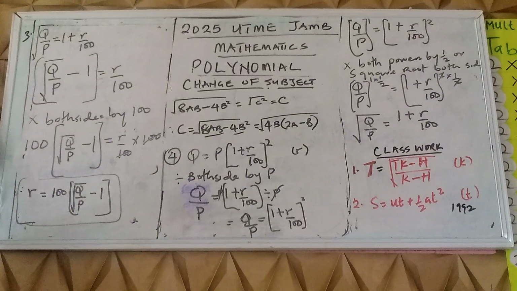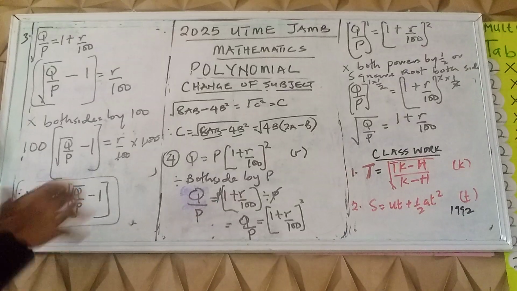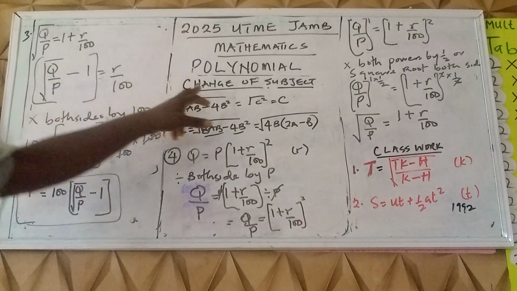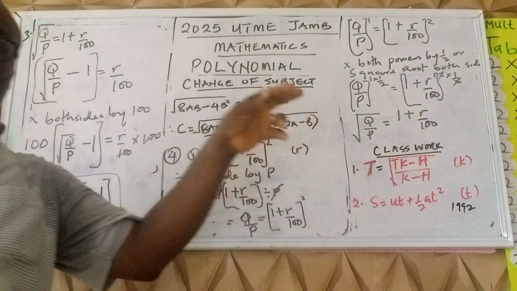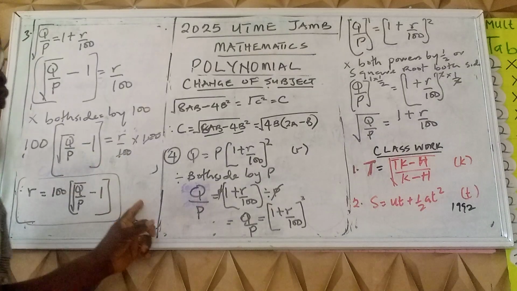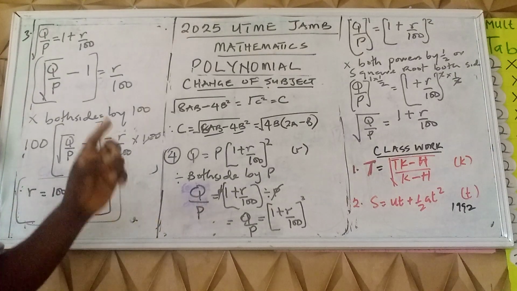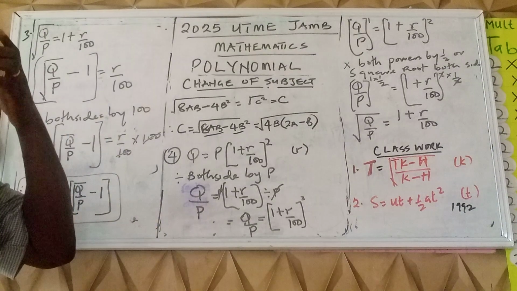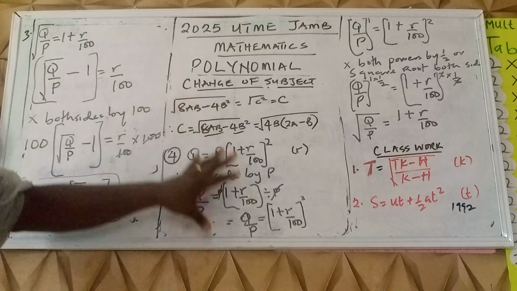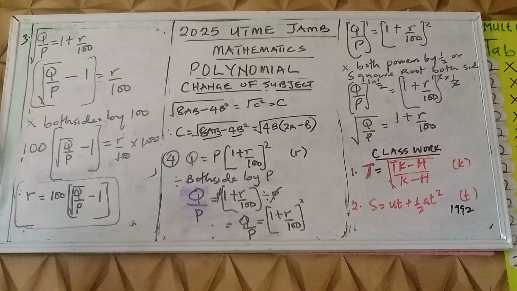This brings us to the very end of the polynomial aspect that treats change of subject. The next thing we are going to do will be the simultaneous equation, the polynomial aspect that has to do with simultaneous equations, one linear, one quadratic. See you there.